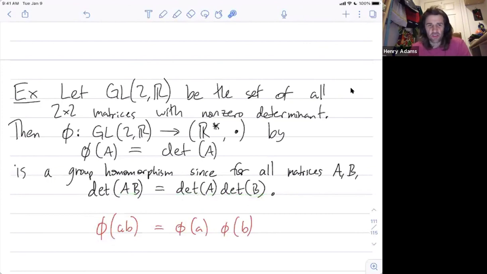So homomorphisms are a powerful language, and things that you might have seen in other classes can actually be phrased as homomorphisms of groups, which is what we have here. This is not only a set of matrices, this is a group under matrix composition, matrix multiplication. And here we have our homomorphism mapping any matrix simply to its determinant.